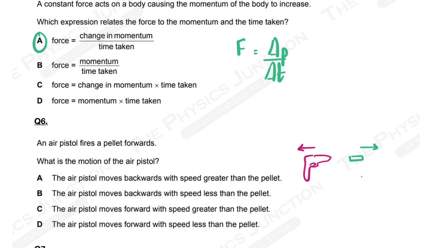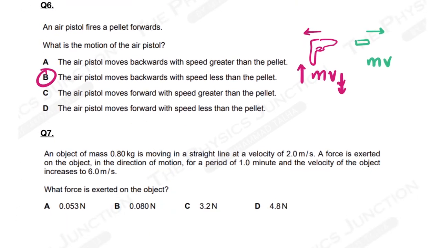Now obviously if I'm talking about mv, mass times velocity, which is momentum, because the pellet has a really small mass as compared to the pistol, it's going to have a higher velocity. The pistol, because it has a larger mass, would recoil, but its velocity would not be as large as the velocity of the pellet. So the air pistol would move back with speed less than the pellet. So this is B. Next question.